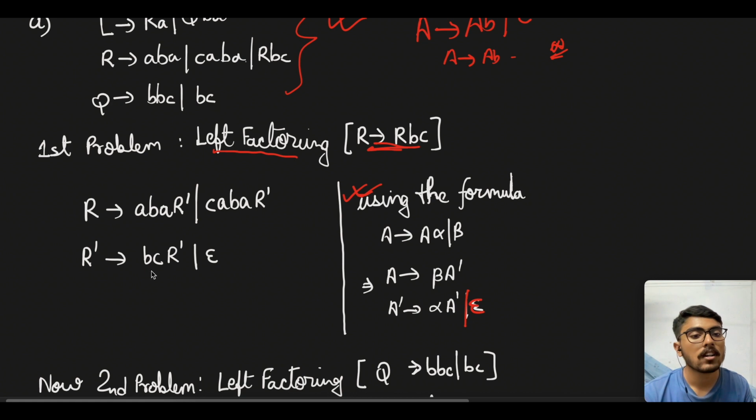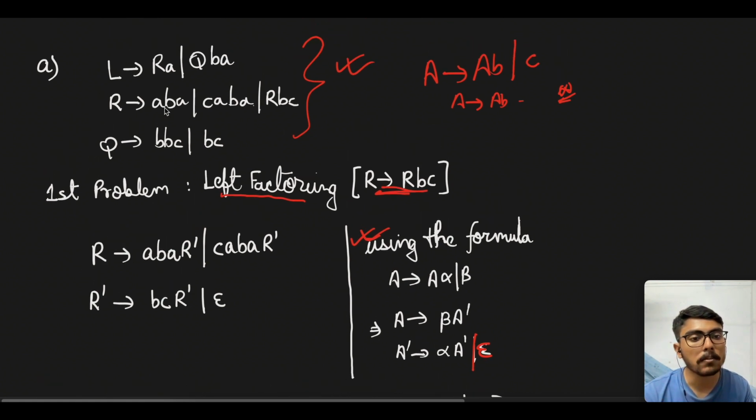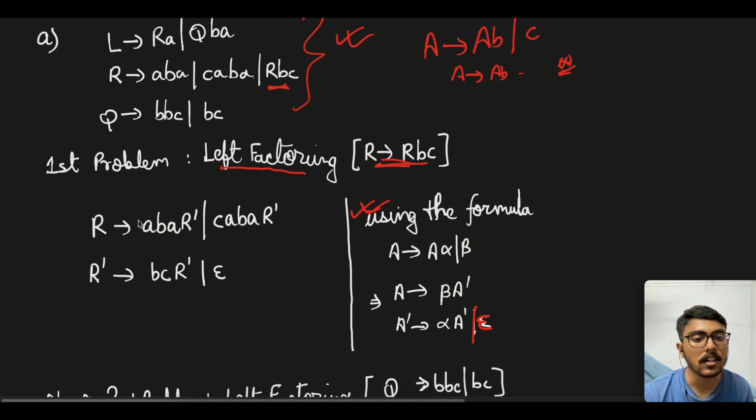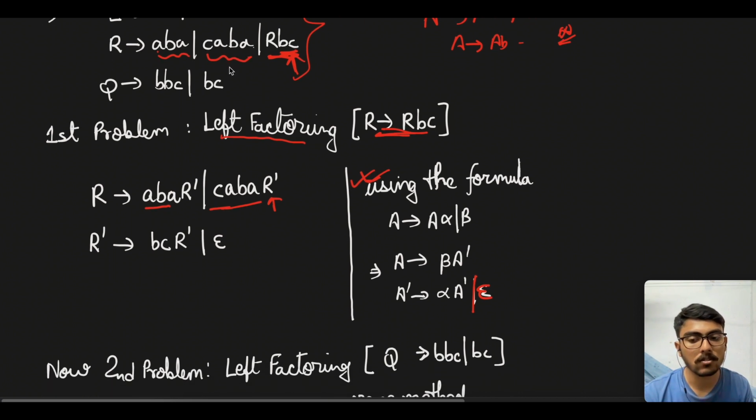So we'll just apply this particular formula here. If we see above, only this part has the left factoring, right? So what we can do is for these two, these are non-terminals, so we can put it in first and then introduce R dash, right? And after that R dash will correspond to this BC, this one, and BC R dash or epsilon, just as we did here. So this was one of the problems.